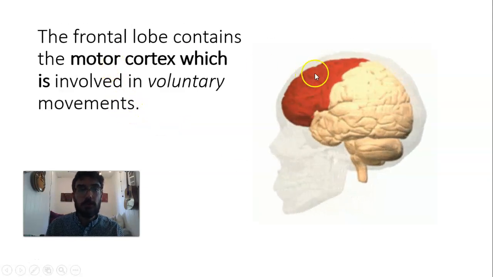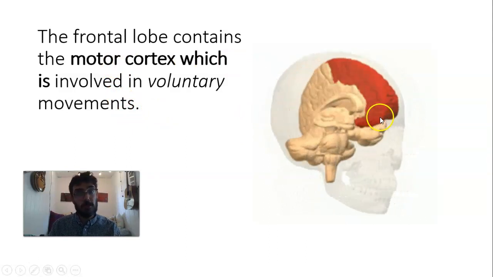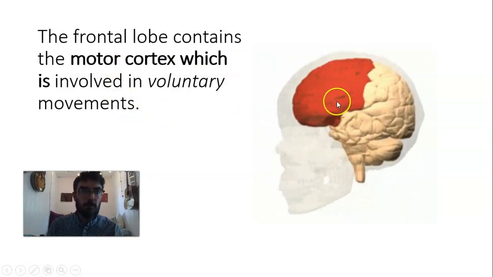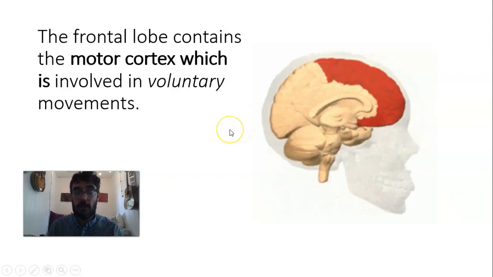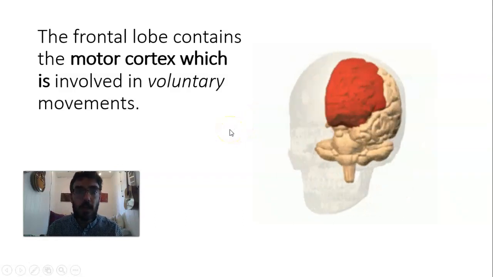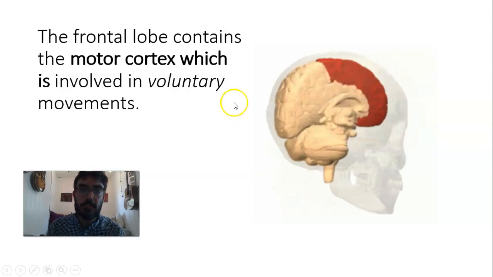So here we go, starting with the frontal lobe. The frontal lobe obviously is in the front or anterior portion of the brain. It contains the motor cortex. So our voluntary movements must be decided upon by our motor cortex in the frontal lobe.